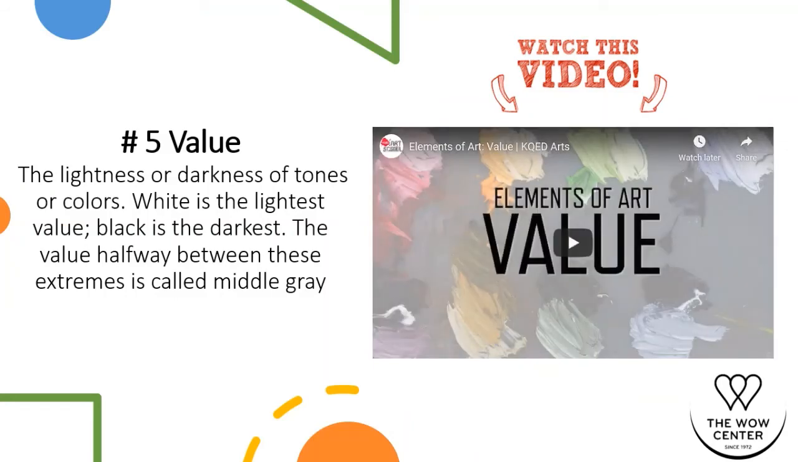Value is the lightness or darkness of tones or colors. White is the lightest value and black is the darkest. The value halfway between these extremes is called middle gray.